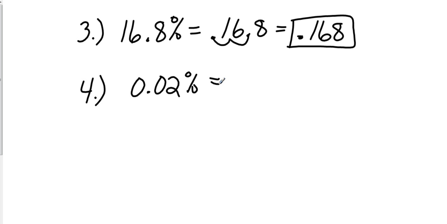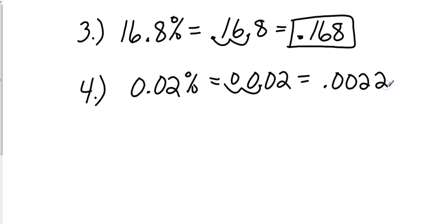Does work with decimals that are smaller than 1 as well. So I would take 0.02, do the same thing, move my decimal 2 spaces to the left, fill in with a 0. So that's going to be 0.0022, which is going to be 22 ten-thousandths. So that's changing percentages into decimals.